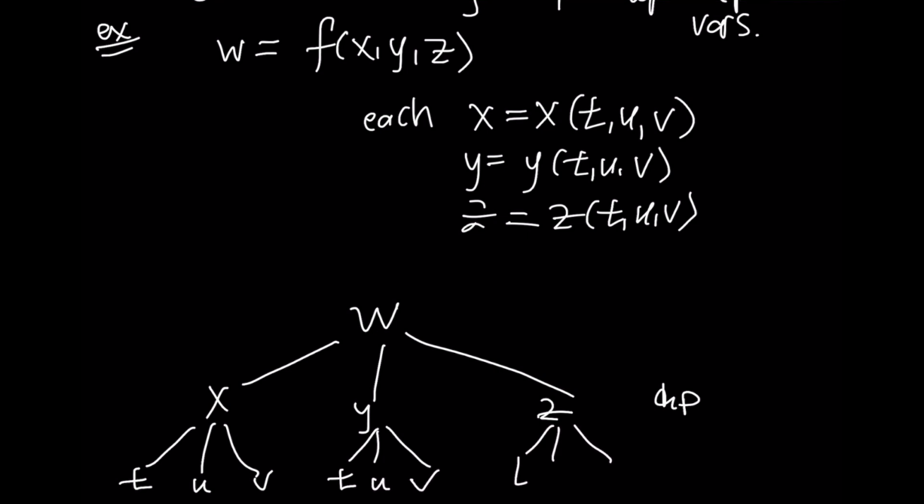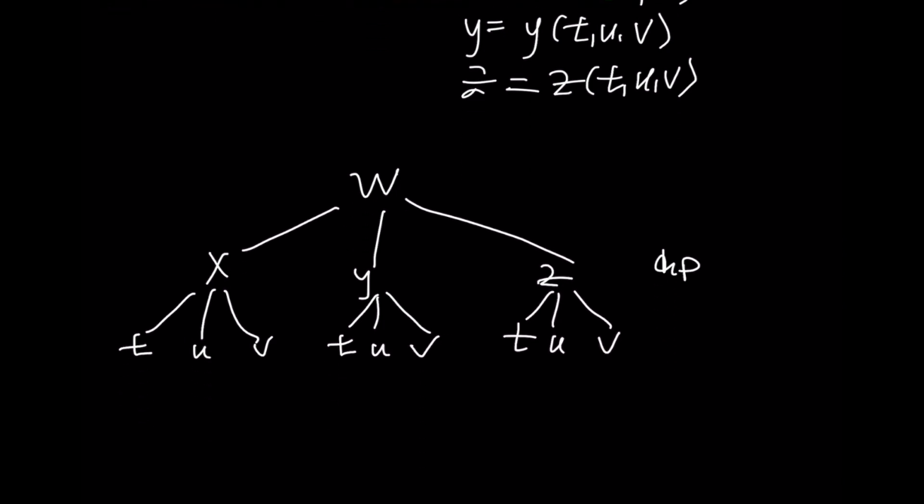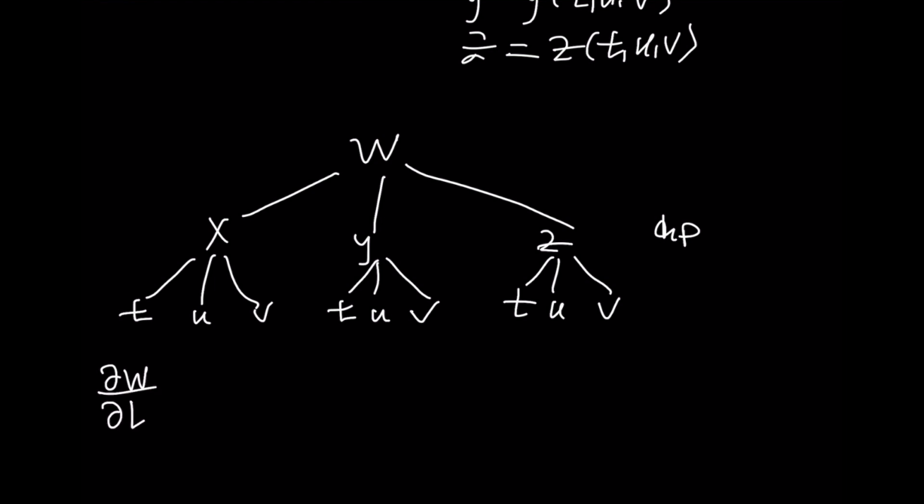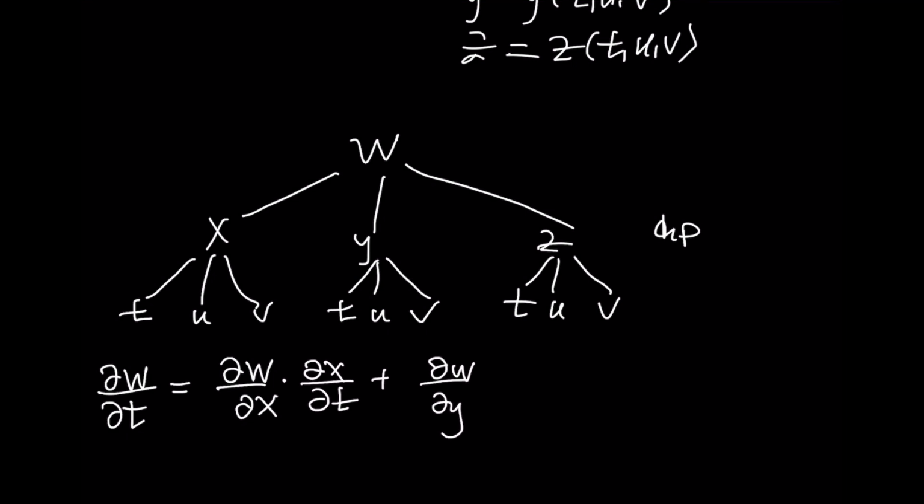And each one of these is a function of 3 independent variables. So for example, if I wanted the partial derivative of w with respect to t, I would have to go dw dx, dx dt, plus dw dy, dy dt, plus dw dz, dz dt. And you'd repeat this for each one of the 3 independent variables.